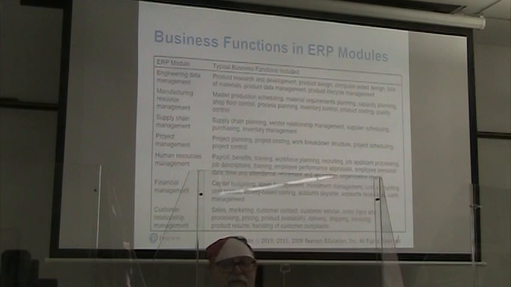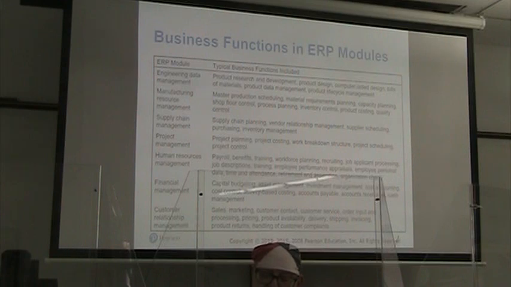Human resources management includes payroll, benefits, training, workforce planning, recruiting, job applicant processing, job descriptions, training, employee performance appraisals, employee personal data, time and attendance, retirement and separation, and an organization chart. So very vague.